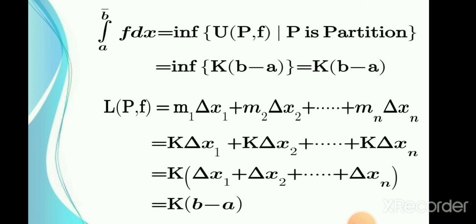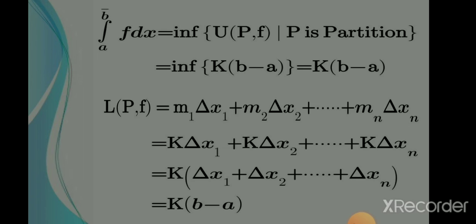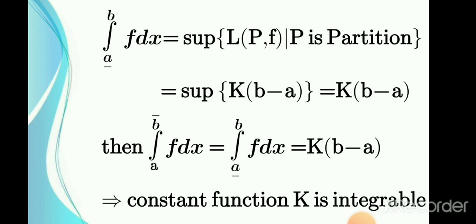we can find the lower sum, that means L(P, f) equals m1 into delta x1 plus m2 into delta x2 plus ... plus mn into delta xn, equals k into delta x1 plus k into delta x2 plus ... plus k into delta xn, equals k into (delta x1 plus delta x2 plus ... plus delta xn), equals k into b minus a. Then we can find the lower integral.